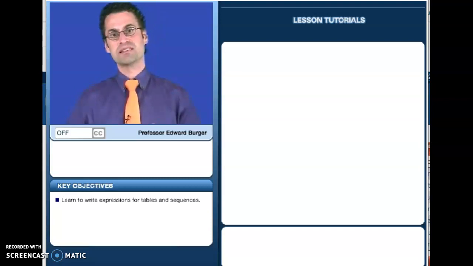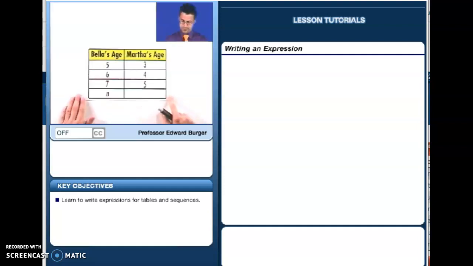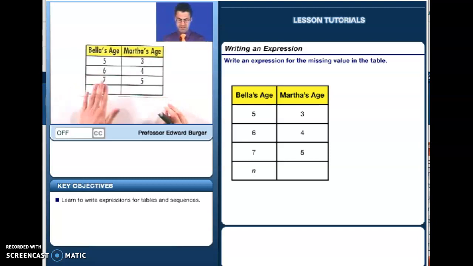Let me show you some examples, and let's see if we can actually find the pattern. So here's a table. This is a table of two people's ages. There's Bella's age and Martha's age for various years. So you can see when Bella was 5, Martha was 3. When Bella was 6, Martha was 4. Not surprising because a year later, she's a year older and Martha's a year older. Similarly, when Bella turned 7, Martha turned 5.